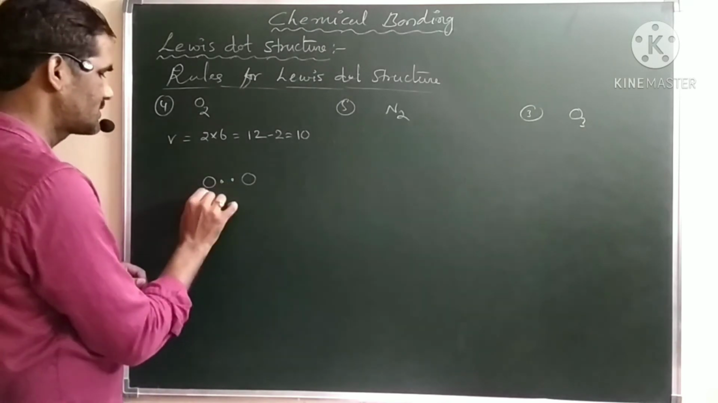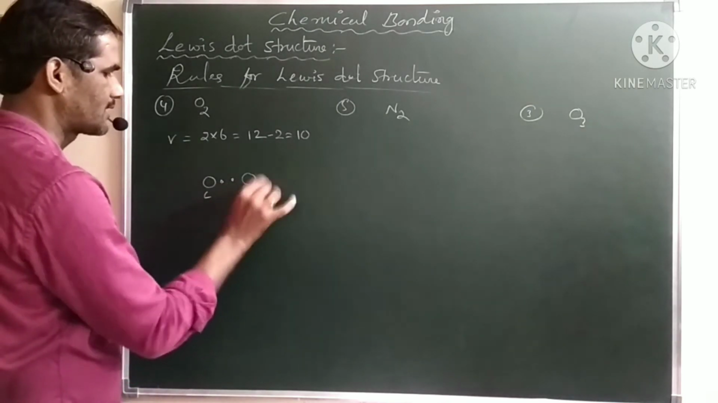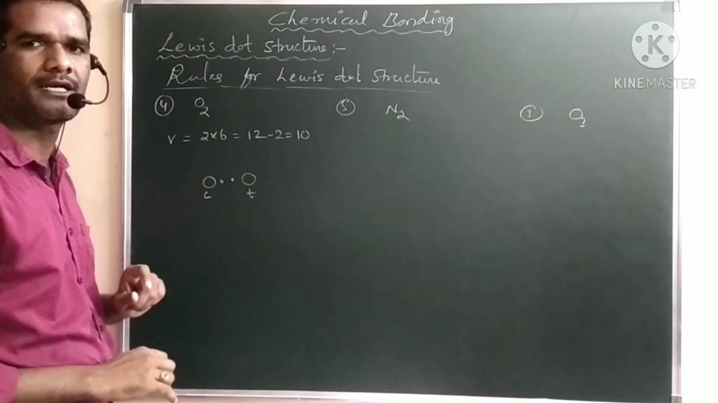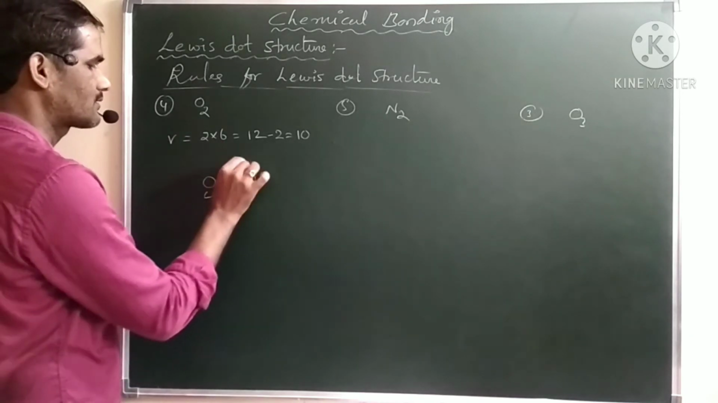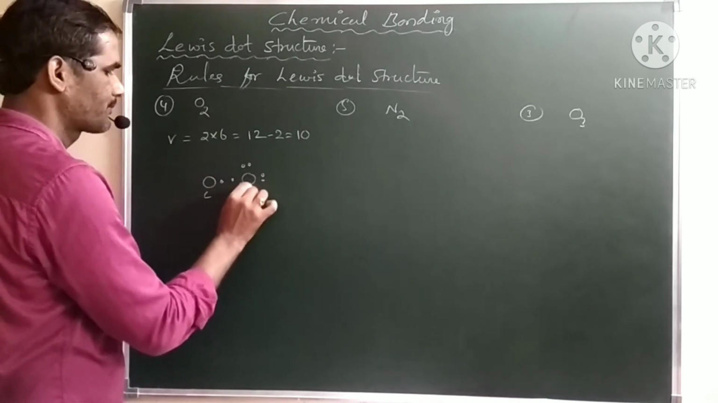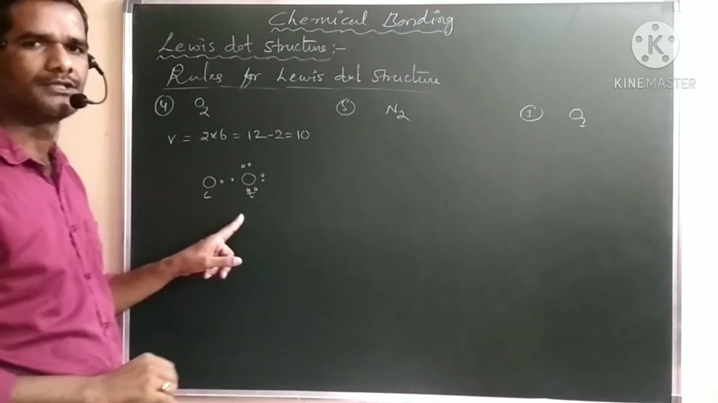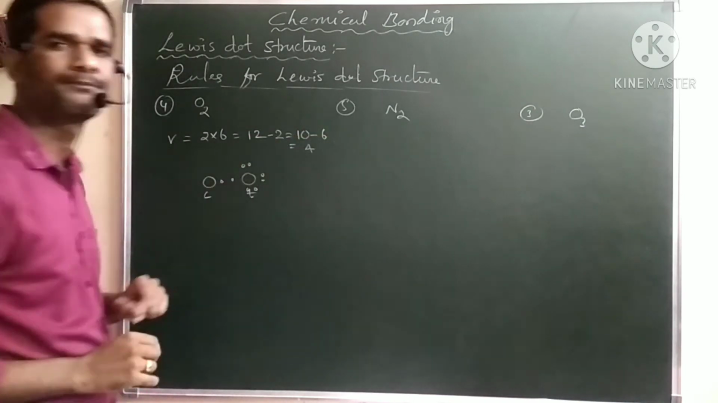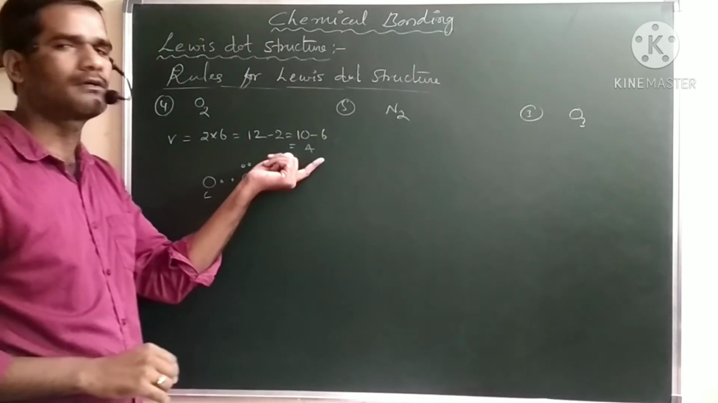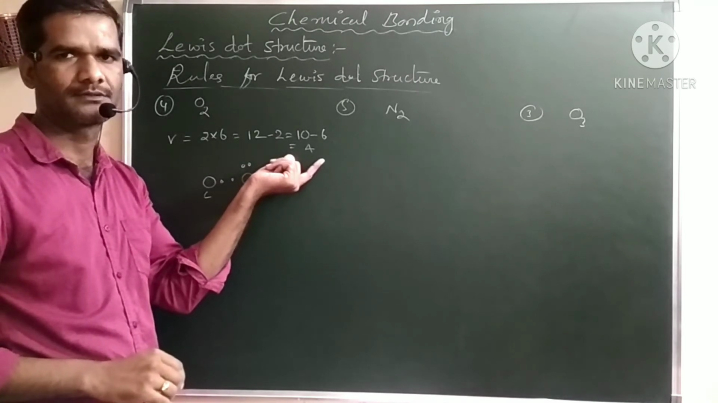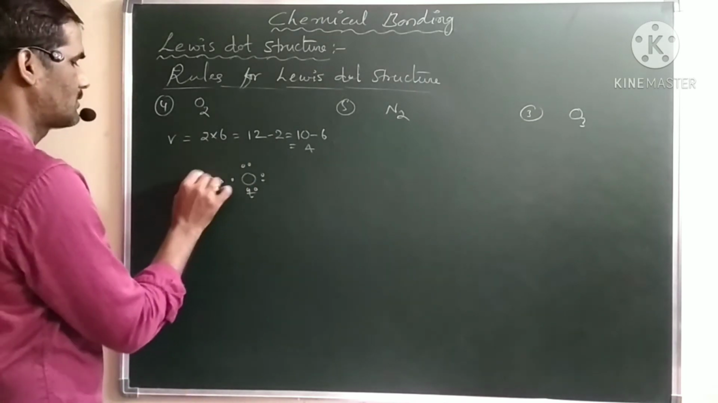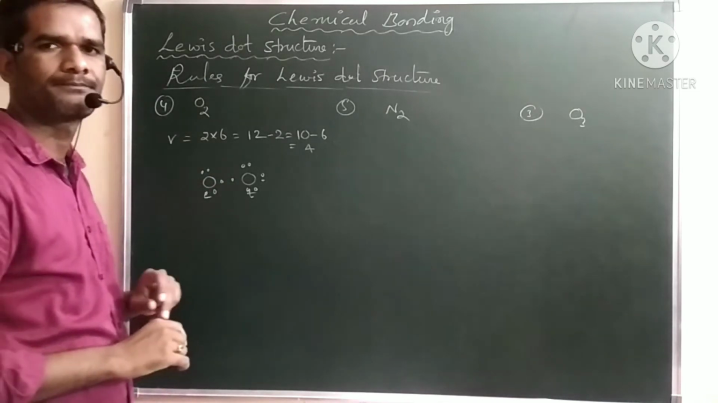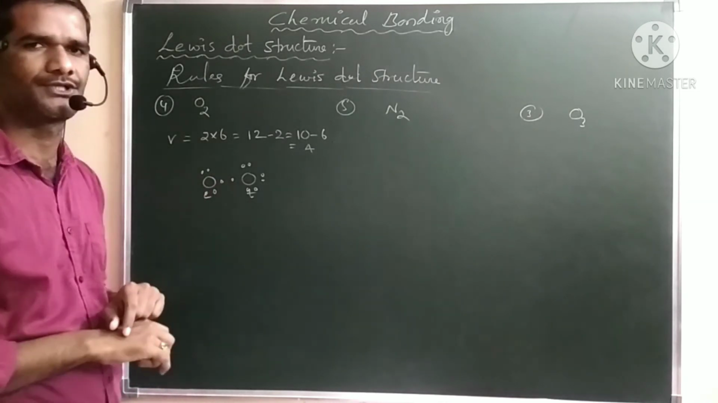Now let us assume this is a central atom C and this is a terminal atom T. So first we have to fulfill the octet for the terminal atom. Now this oxygen has only 2 electrons. Now you keep 6 electrons on the terminal oxygen. How many have we used? 6 we have used, 4 left. If any electrons still remain, those valence electrons we have to keep on the central oxygen atom. And this is the overall representation.